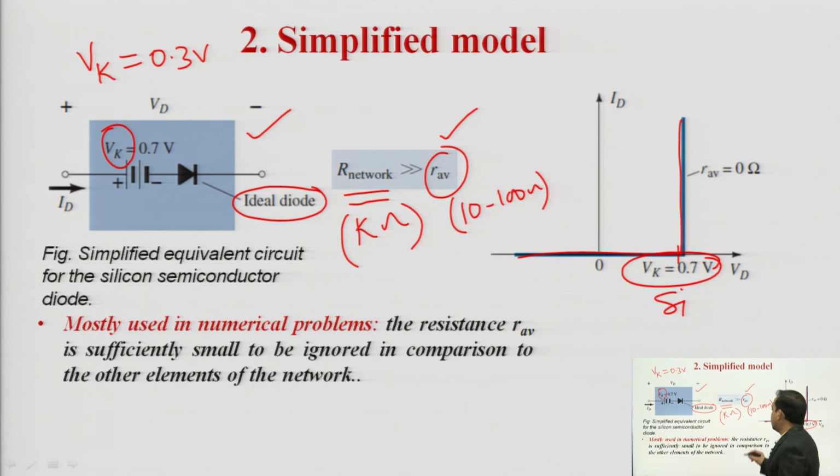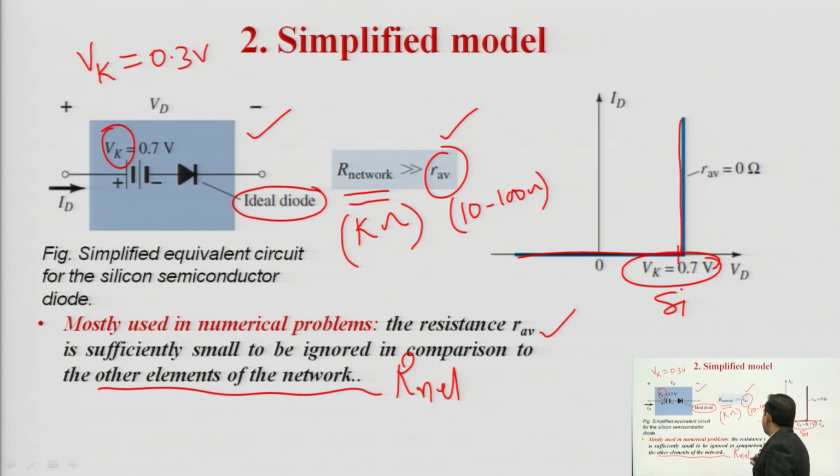So the average resistance Rav is sufficiently small to be ignored in comparison with the other elements of the network, which is what we mean by capital R in the network.